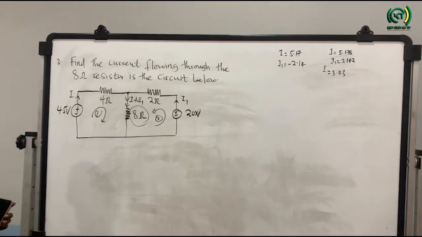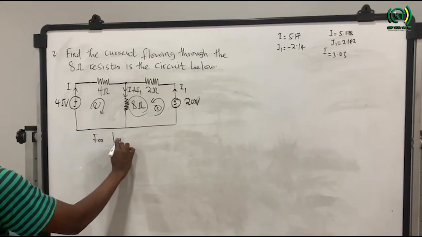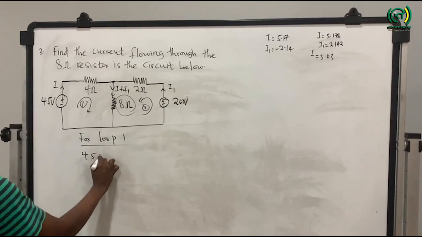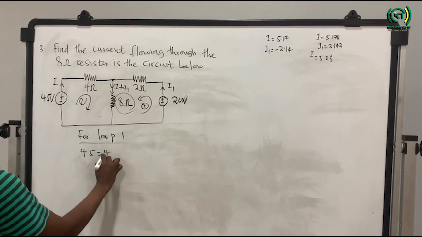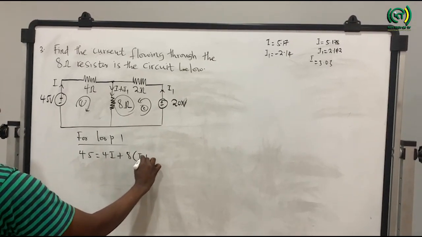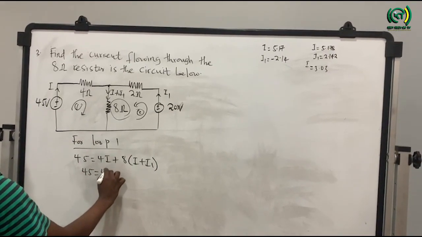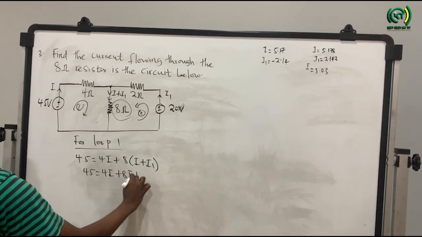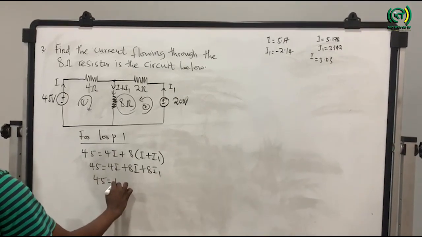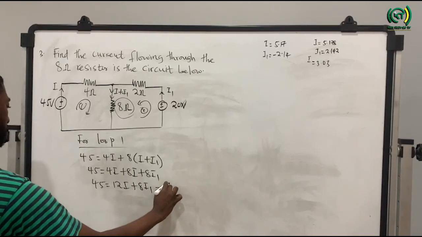So I'm going to have these equations for loop 1. I'm going to have 45 equal to 4I plus 8 into bracket I plus I1. So this is going to be 45 equal to 4I plus 8I plus 8I1. 45 equal to 12I plus 8I1, and this is equation 1.